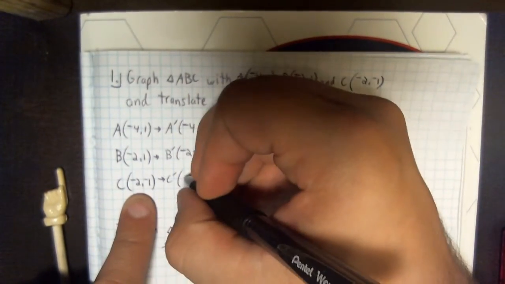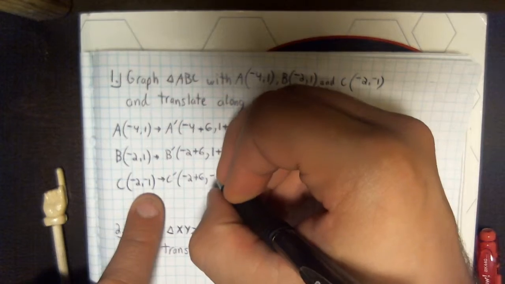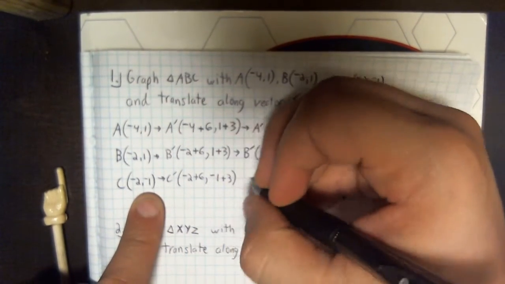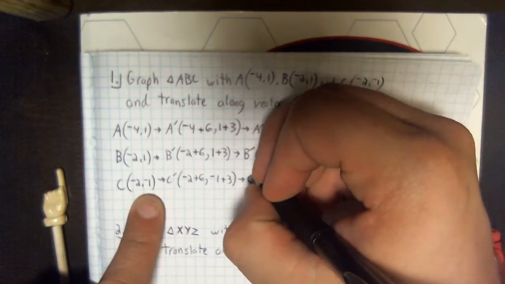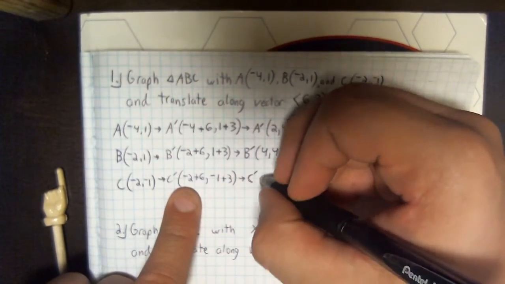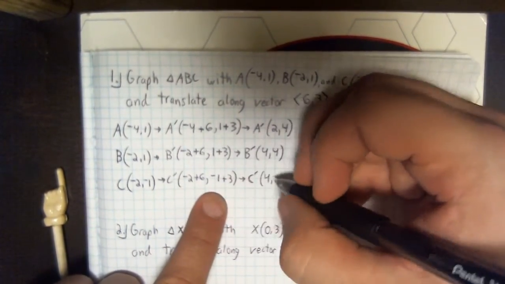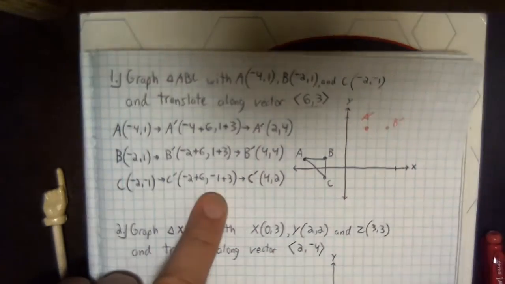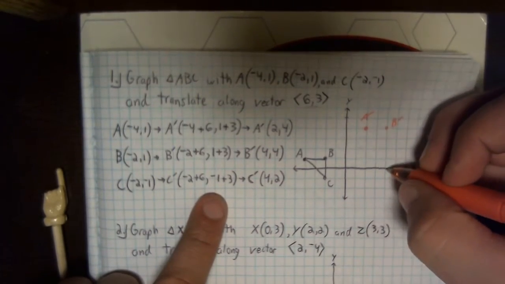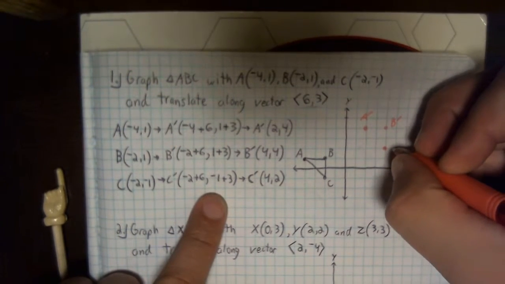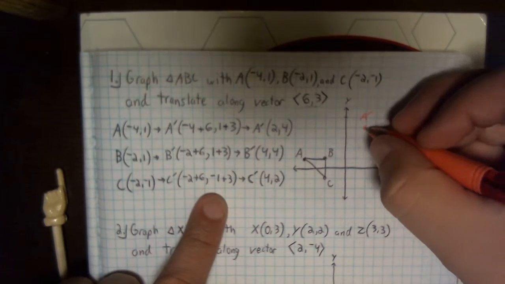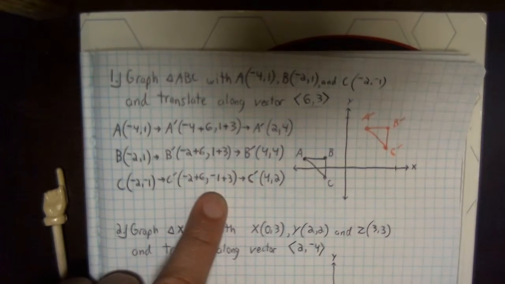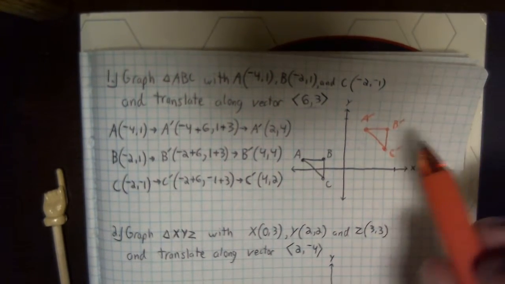And last coordinate, C prime, we're working with -2, again, plus 6, which was the vector that they gave us, and -1, plus 3. So C prime is going to fall. -2 and 6 gives me +4 again. -1 and +3 gives me +2. So we're going to move over 4 and up 2 for C prime. And that's what the new location for this triangle is.